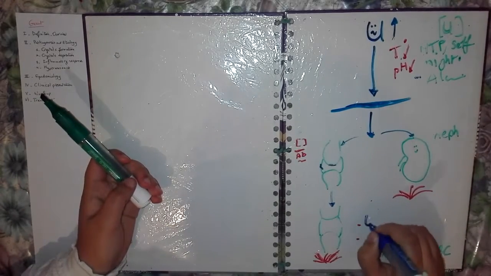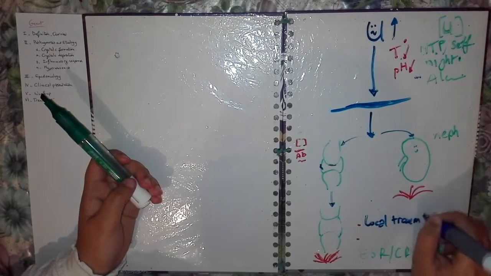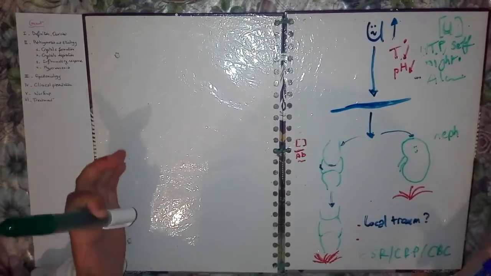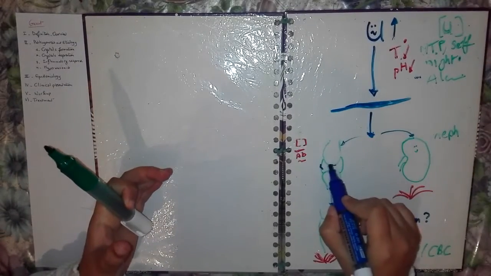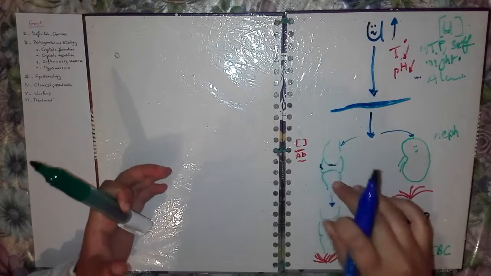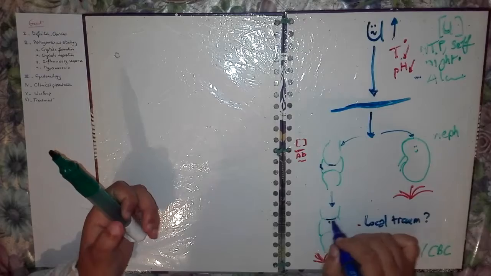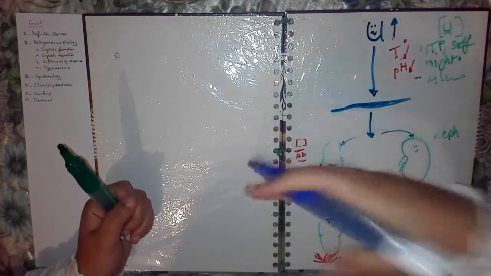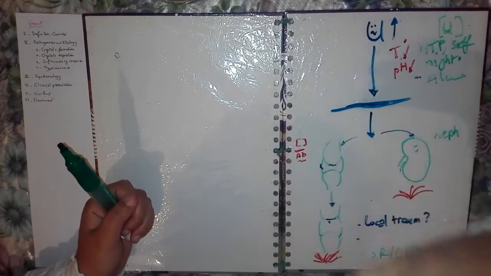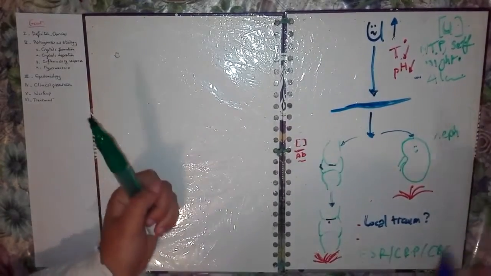Local trauma. What does local trauma do? Local trauma will lead to physical release of crystals deposited within the cartilage. They become uncoated and now have the ability to promote inflammation.